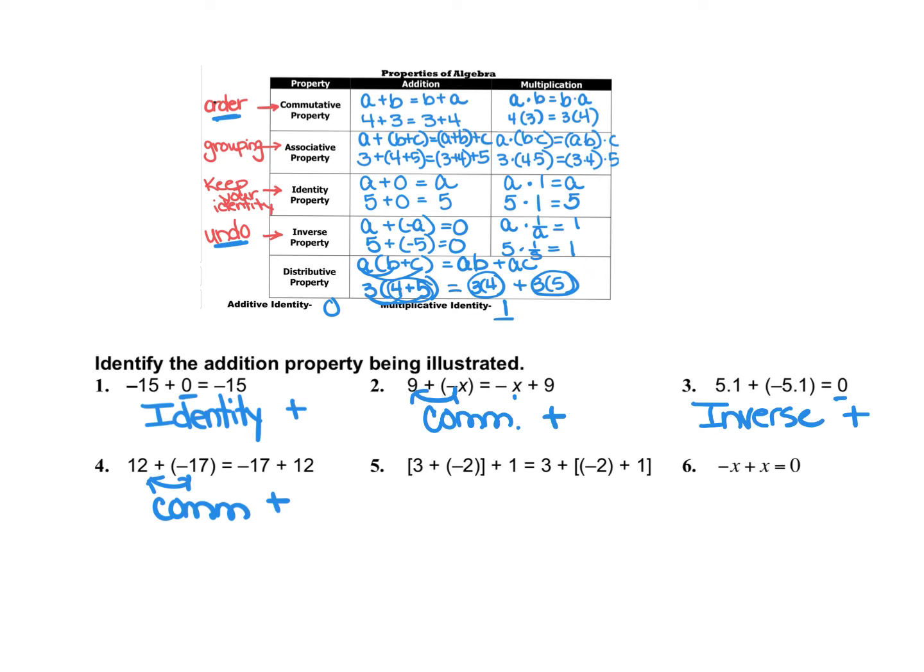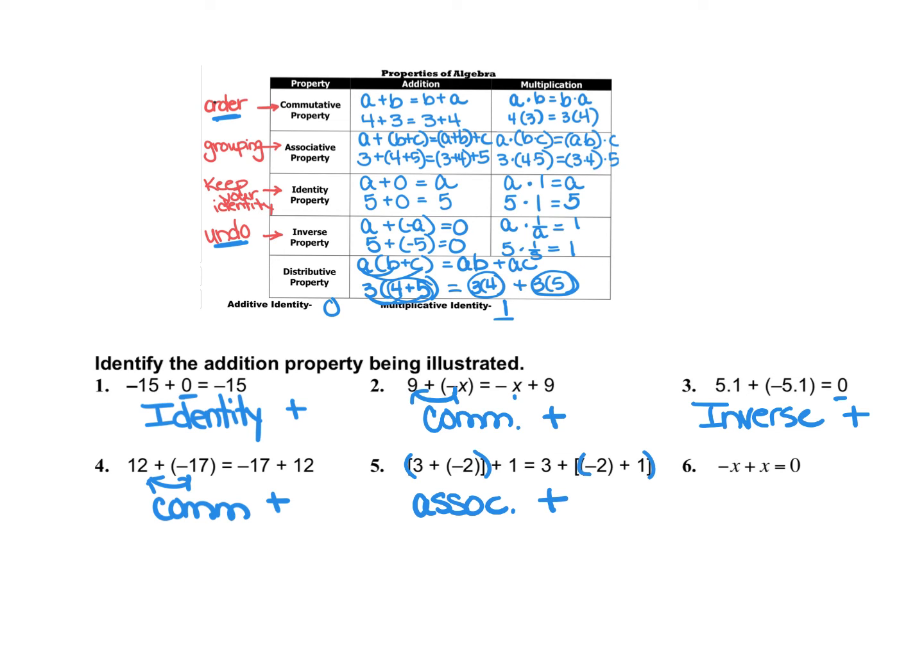Number 5, we have 3 plus negative 2 in parentheses plus 1 is equal to 3 plus negative 2 plus 1. And so in this case, we have the grouping. So this is a parentheses, and then this is a parentheses. The order of the numbers has remained the same, but we have grouped it differently. So this one's going to be the associative property of addition.